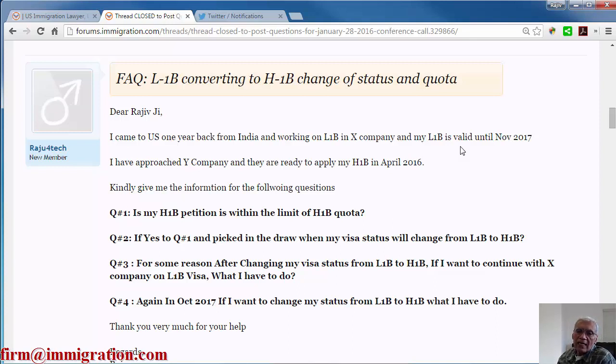Or you can file a change of status. If you have indeed received change of status to H1B, you can file change of status back to L1B. In October 2017, if I want to change my status from L1B to H1B, what do I have to do? I just explained that. Okay, folks, any follow-up questions on this issue I just discussed?